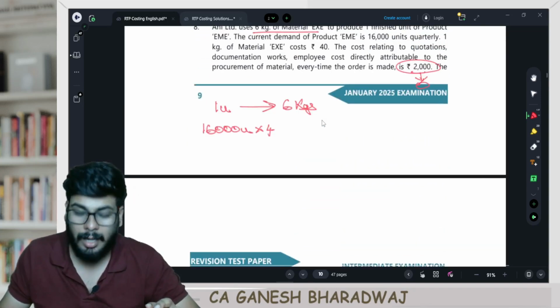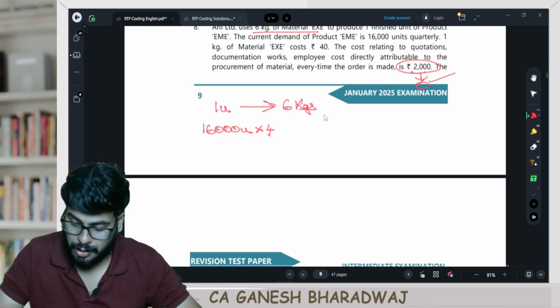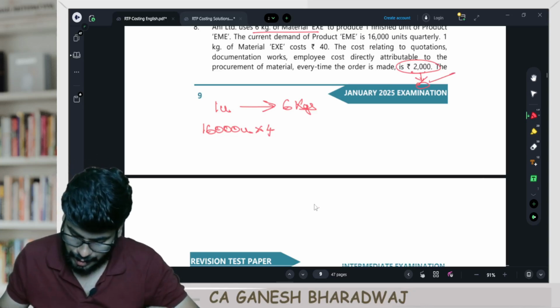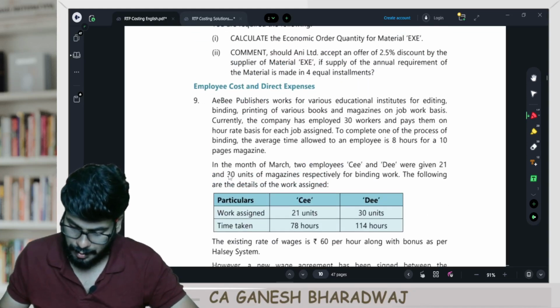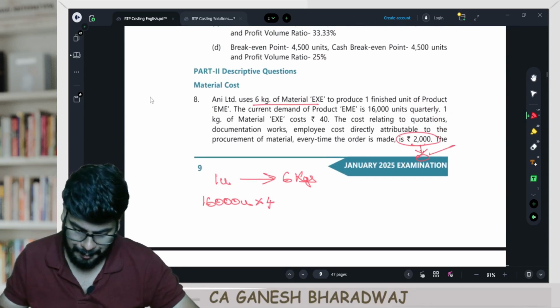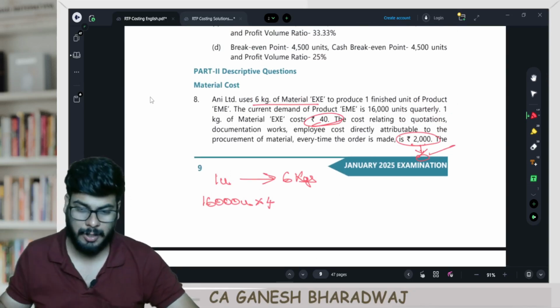So basically the ordering cost is given as 2,000 rupees. Carrying cost per unit per annum is given as how much? It's given as 15% per annum. So basically you apply this 15% on your, on 40 rupees, you get your carrying cost per unit per annum.